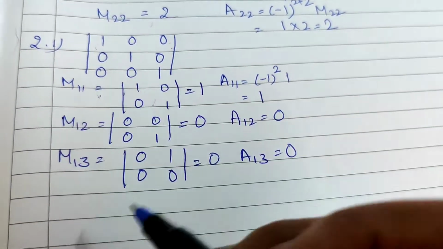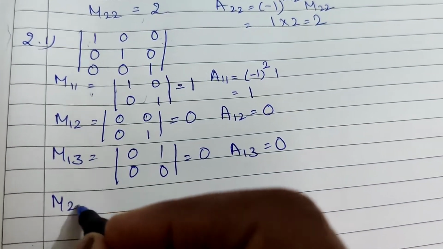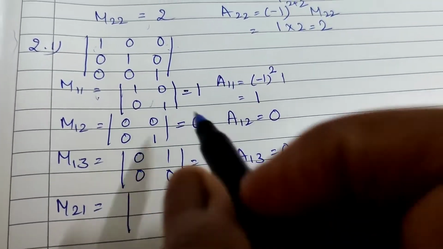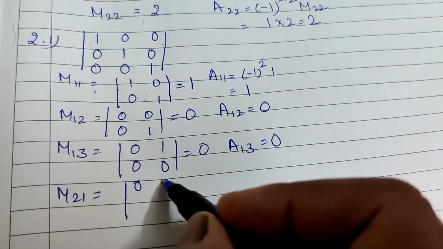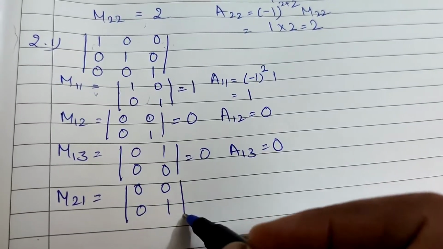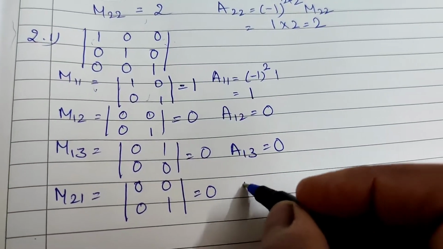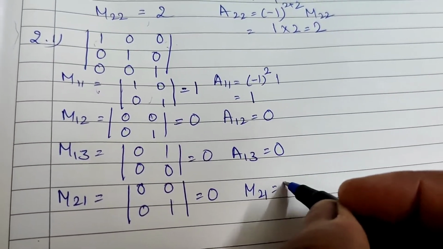Next, M21. Second row, first column. Second row and first column. It is 0 0 0 1. It is also equal to 0. It means M21 equal to 0.